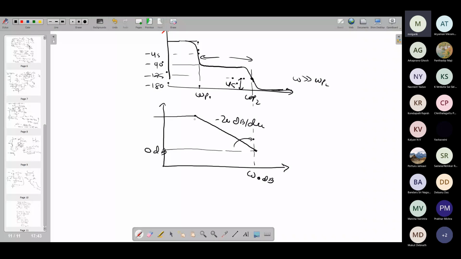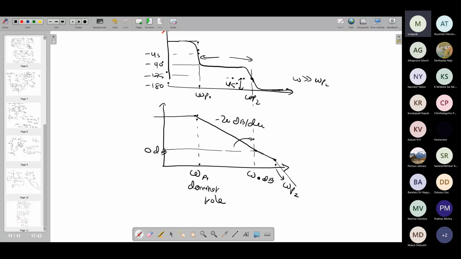So if that is the case, then we say that the first pole is the dominant pole. This is the omega P1, this is the dominant pole, and the second pole may be beyond omega 0 dB. So this omega P2 is coming somewhere here. In this case, in the closed loop, the circuit will be unconditionally stable without any problems. So that is the advantage of having a dominant pole in the circuit.